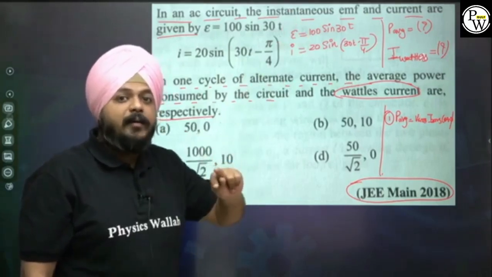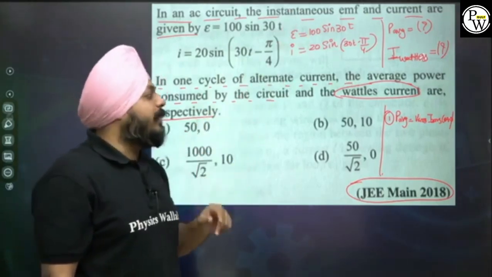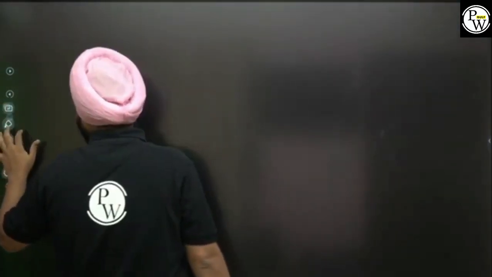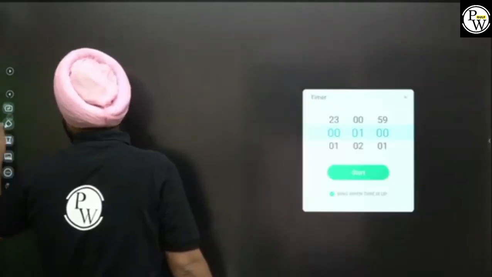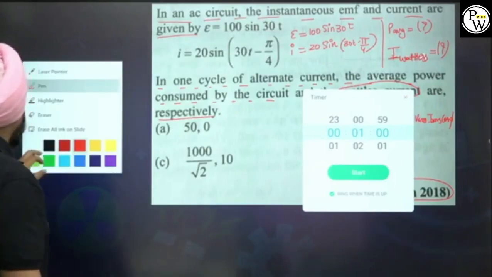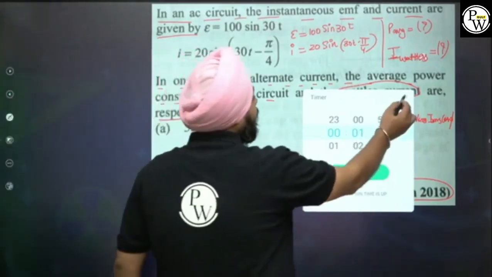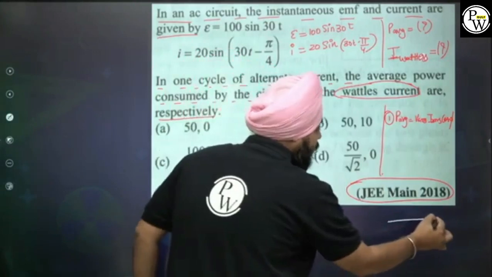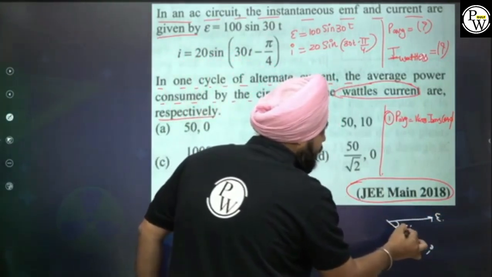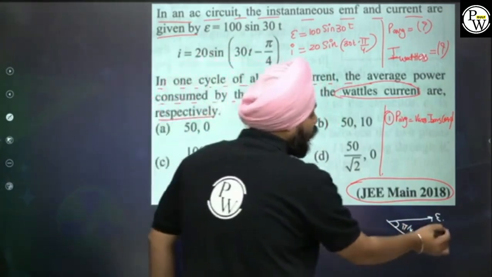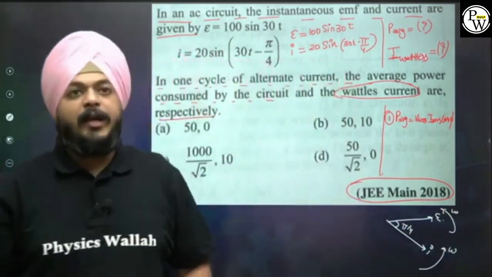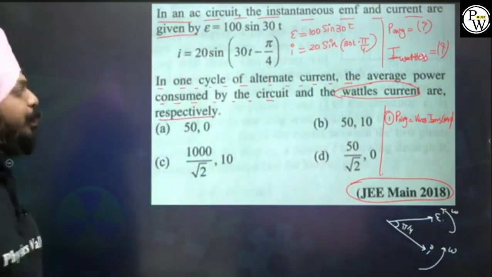But the phase difference between the two vectors, we can say, is like this: this is the EMF and this is the current. The phase difference between them is pi by 4, and they both are rotating in the anti-clockwise direction.